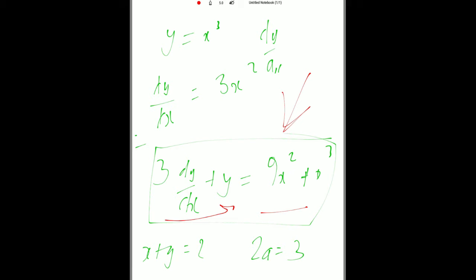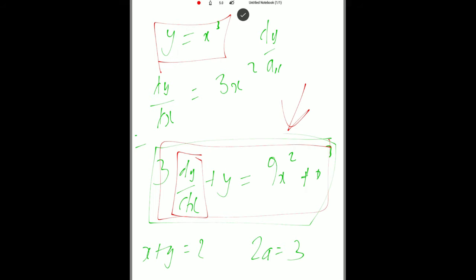The solution to this differential equation is this: y is equal to x cubed. Why? We find the solution to a differential equation by finding the equation for which this is true in this equation. That is, if we're saying that 3 dy by dx plus y is equal to 9x squared plus x cubed, the solution to this differential equation is y equal x cubed, because it is y equal x cubed that we differentiate, multiply by 3, and add y to. That gives us 9x squared plus x cubed.